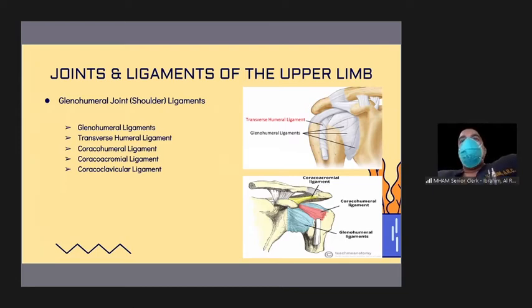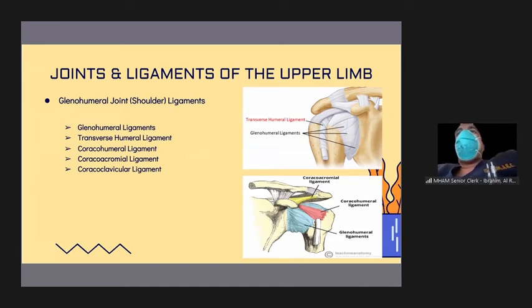The ligaments of the shoulder joint are the glenohumeral ligament, the transverse humeral ligament, the coracohumeral ligament, the coracoacromial ligament, and also the coracoclavicular ligament. The glenohumeral ligament has three parts: the superior, the middle, and the inferior. The superior extends from the supraglenoid tubercle to the upper part of the lesser tubercle of the humerus. The middle glenohumeral ligament extends from the supraglenoid tubercle to the lower anatomic neck of the humerus.